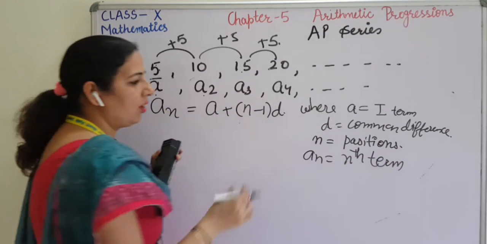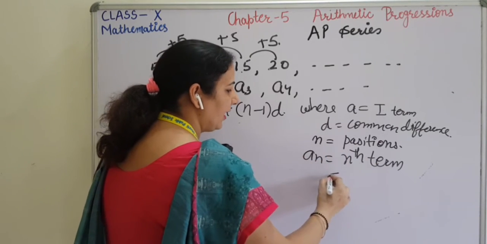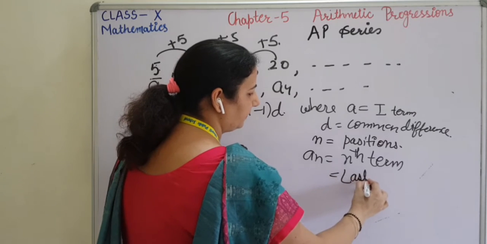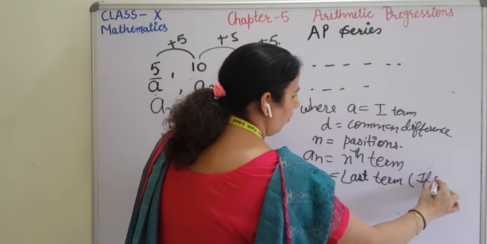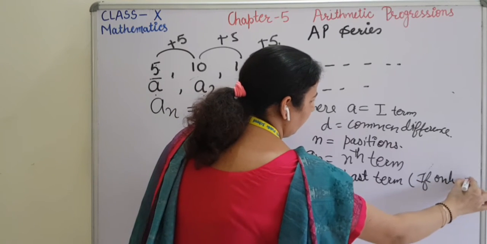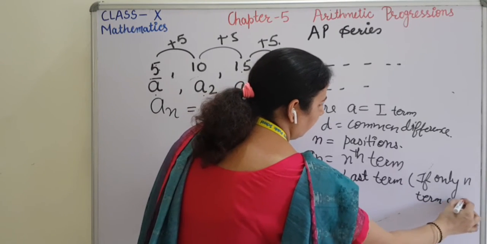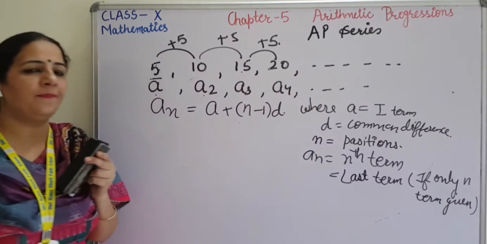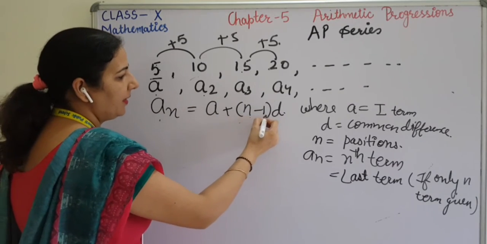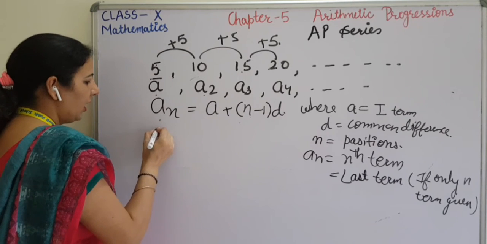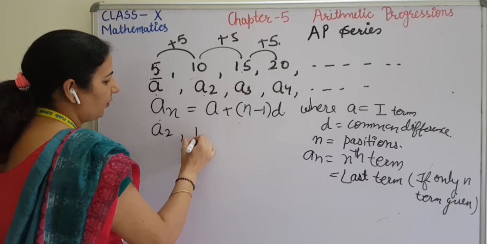And we have more names for An. One name is nth term and the next one is last term. If only n terms are given in the question, then An is equal to A plus n minus 1 into D. If you want to calculate A1, then put n equal to 1.